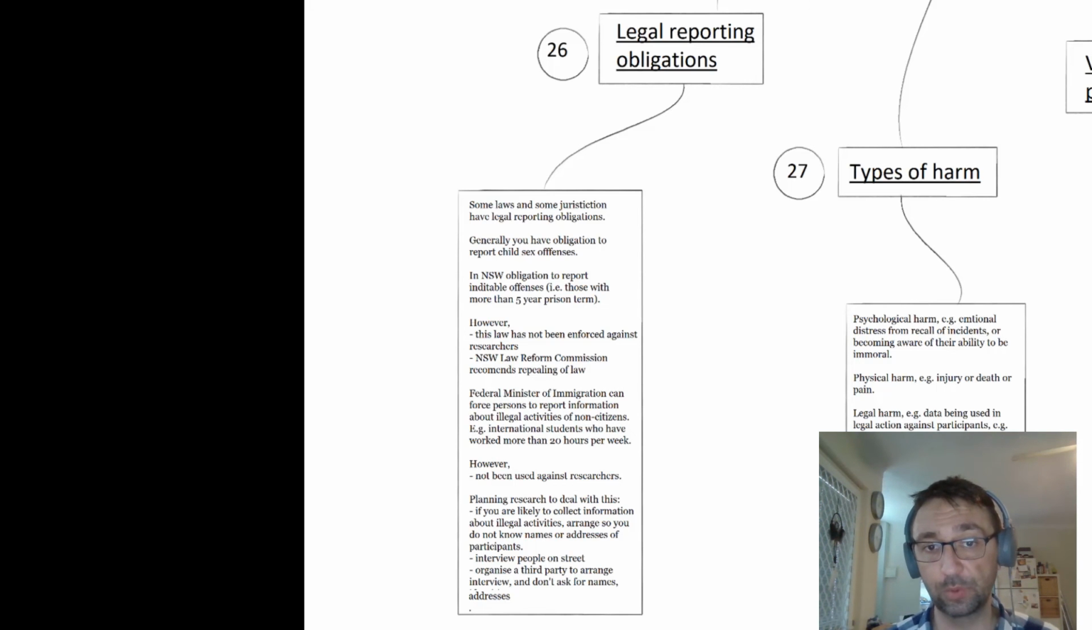to report. In New South Wales, there's an obligation to report indictable offences, i.e. those with more than a 5-year prison term. That is very unique to New South Wales. It does not apply in many other states, and it doesn't apply in many other jurisdictions in the world.